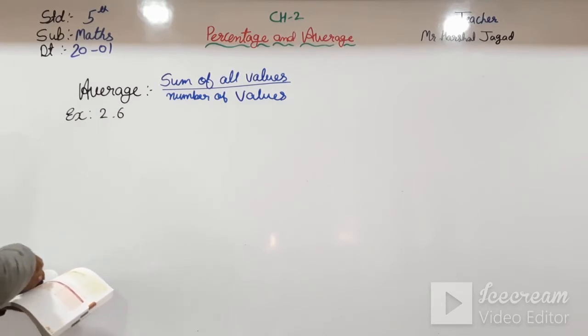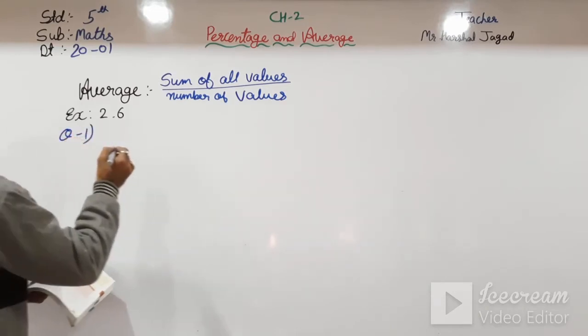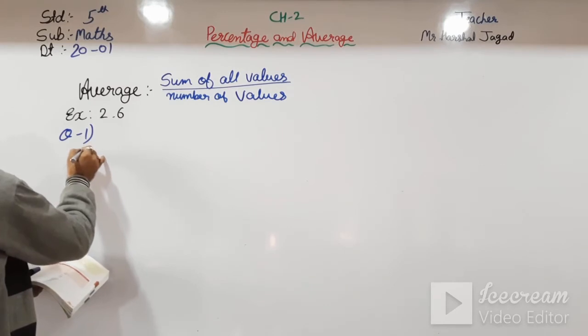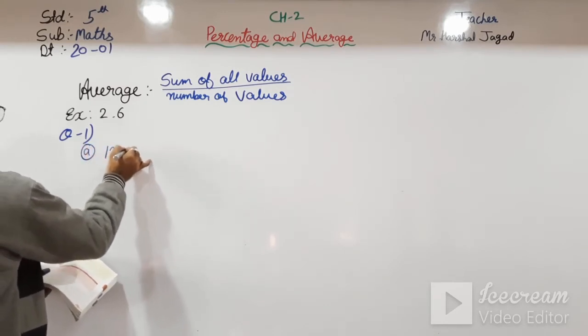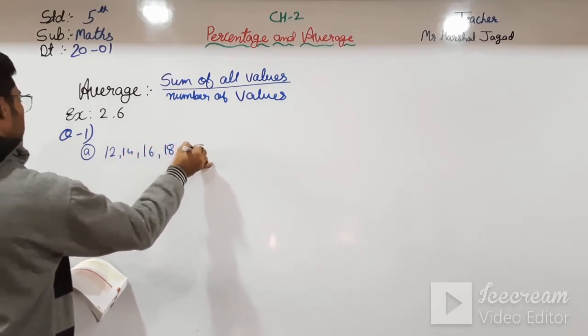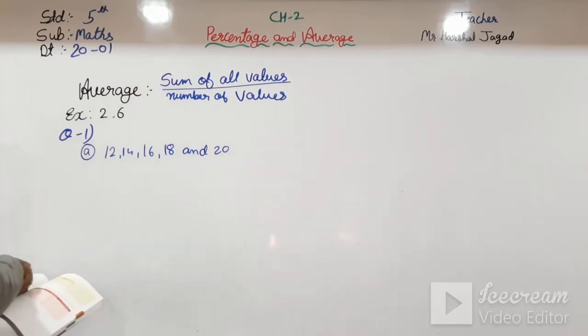Okay, in that question number 1, find the average of the following. From that we will do A, that is 12, 14, 16, 18 and 20. So let us do that first of all.